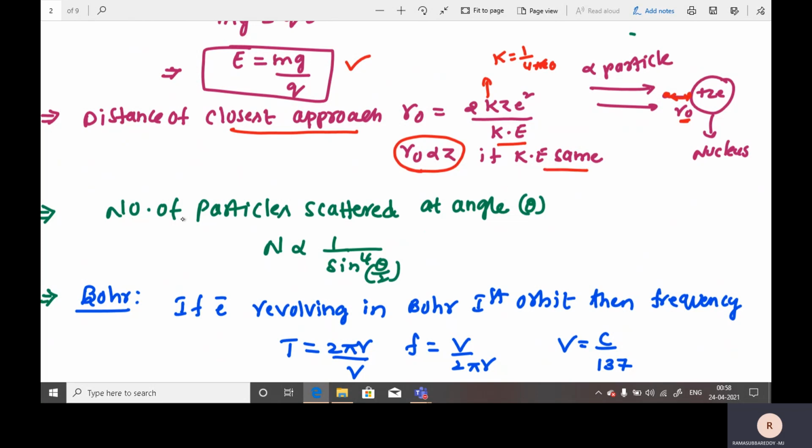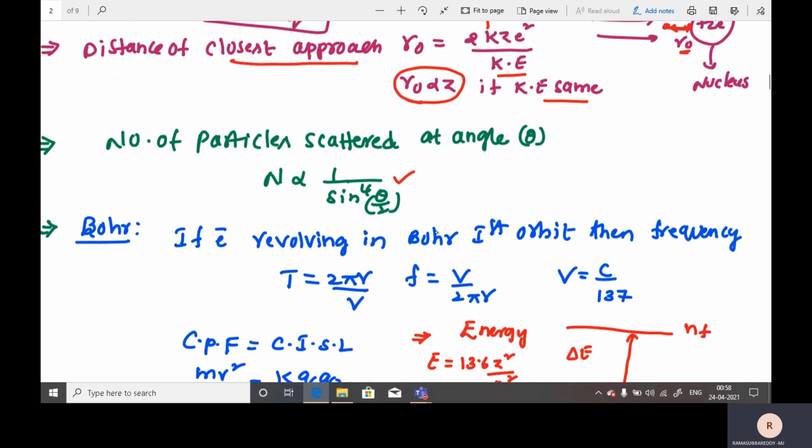Another formula we have: the number of particles scattered at angle theta, N is directly proportional to 1 by sine to the power of 4 theta by 2, where theta is the scattering angle.